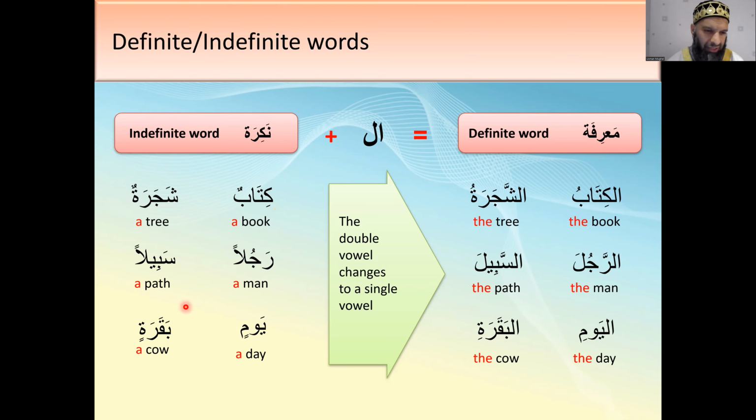Is the double ending and the single ending still a noun? Yes. The double ending and the single ending is the same thing. It's still a noun. It's just that the one ending has become like that because of the al. Even if you didn't read the ending, you just said rajul, ar-rajul. When Arabs speak, they don't even say the ending.